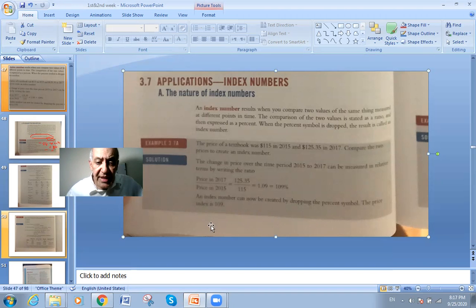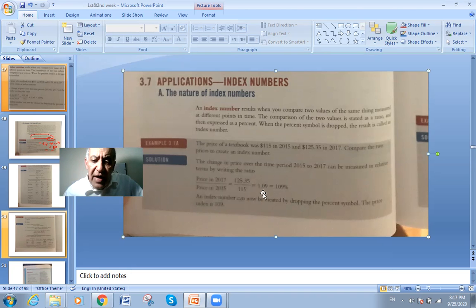Okay, so here we say the index number is this one, where we compare two years. As an example, the textbook was $115 in 2015 and $125 in 2017. Compare them. I will take the new divided by the old: the price in 2017 divided by the price in 2015. The price in 2017 is 125, the price in 2015 was 115. Just divide them by each other. This gives 1.09.